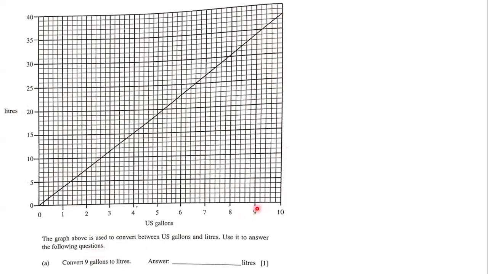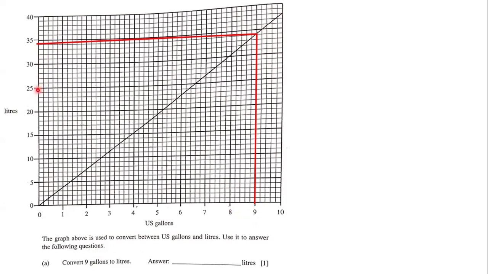So we have to go on the x-axis, and we have to go to 9, and this is 9 gallons. Then we go up, and then we go across, and that's going to give us our answer. Notice that when we go across, on the y-axis, they're counting in ones. So every time, they increase by 1.